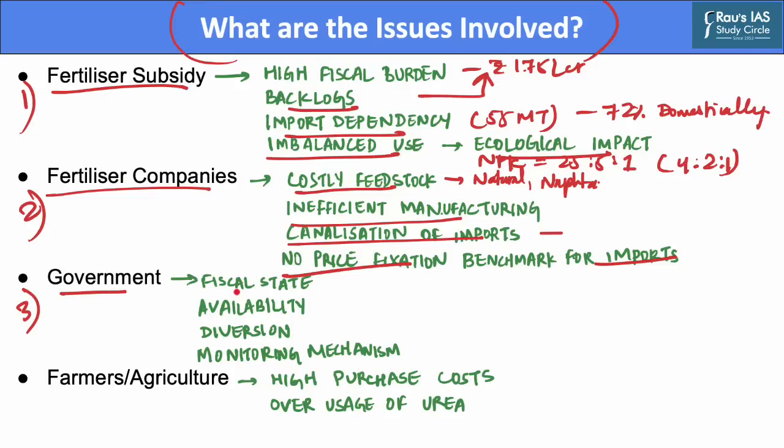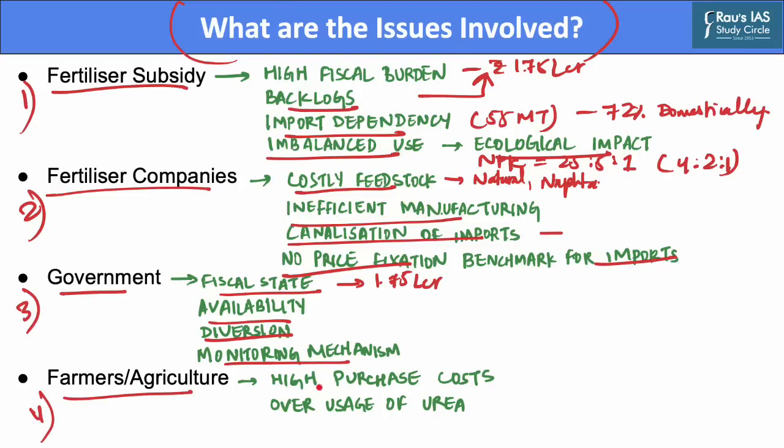The third issue related to fertilizers pertains to governments. The first is that it affects the fiscal state of the government due to large fiscal subsidies of 1.75 lakh crores. The second is that due to inaccurate estimation, availability becomes an issue. This is further aggravated by high cannibalization of imports, which creates shortage in domestic markets. Further, diversion of fertilizers for non-agriculture use as well as smuggling to neighboring countries also creates a supply gap in the domestic market.